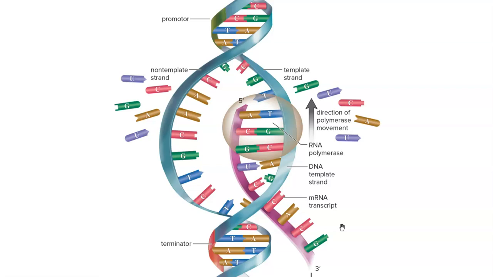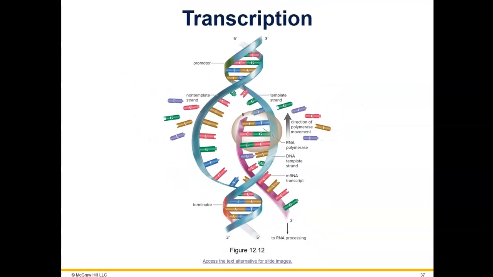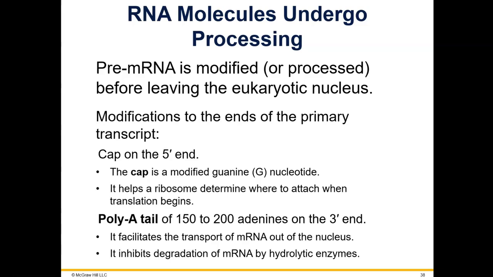And then the messenger RNA transcript is going to undergo some editing. And the editing is adding a cap on the 5' end. That's just the beginning of the molecule. And then adding a poly A tail, in other words, many adenines, 150 to 200 adenines on the 3' end, or the end of the molecule. The beginning of the molecule is called the 5' end, and the end is called the 3' end.